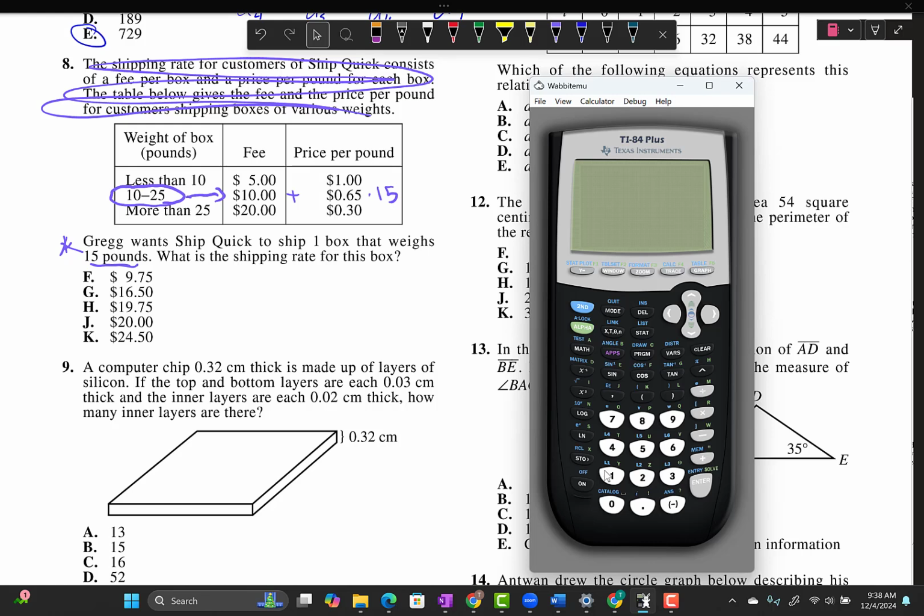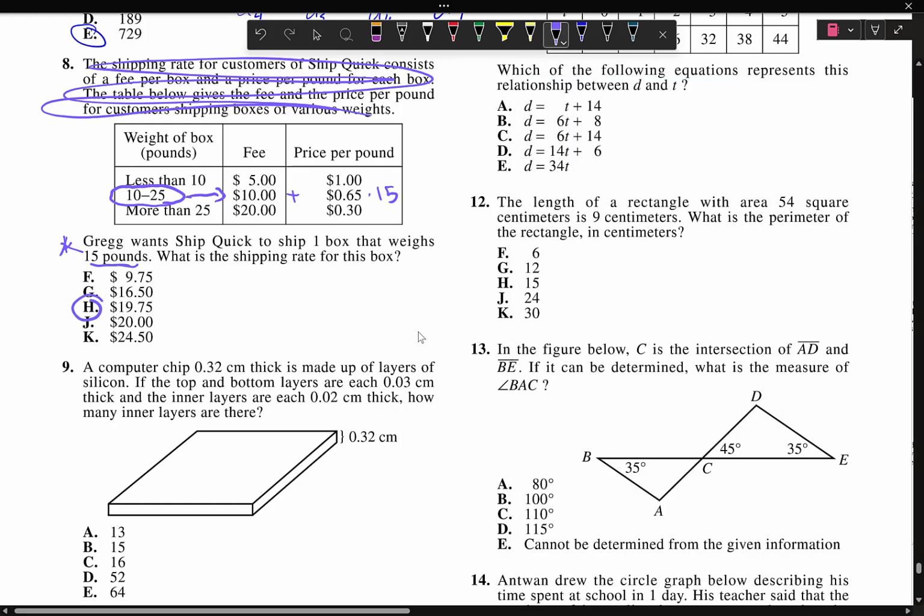So let's get the calculator out. That's just 10 plus 0.65 times the 15 pounds. 19.75 is our answer.